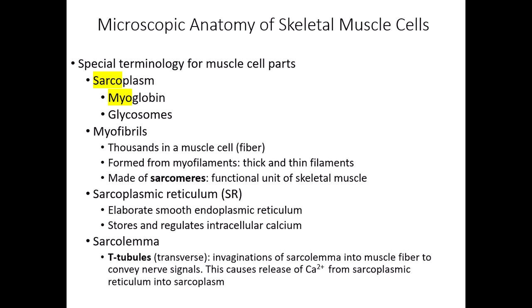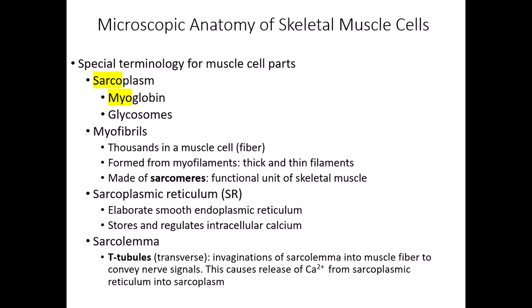And then the last specialized part of a muscle cell we want to identify is called the sarcolemma, and sarco again for muscle. Now you might be familiar with the term plasmalemma, which is sometimes what the plasma membrane of a cell is referred to as. So the sarcolemma is basically the plasma membrane around a muscle cell. And it's a little bit unique because it has these T tubules as part of it. The T in T tubule is for transverse.